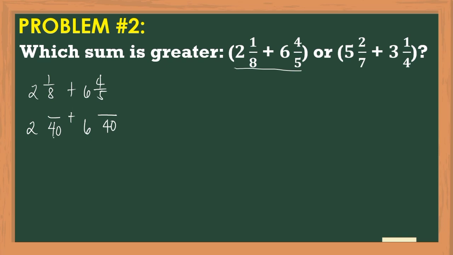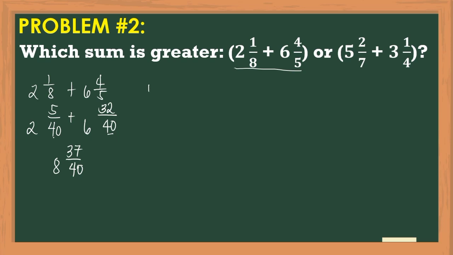So, 40 divided by 8, that is 5 times 1, 5. Next, 40 divided by 5, that is 8 times 4, 32. Ayan. Tsaka po natin sila i-add. So, 2 plus 6, that is 8. And then, 5 plus 32, that is 37 over 40. So, yung sum po ng nauna is 8 and 37 over 40. Next naman po natin kukunin is yung sum ng pangalawa.